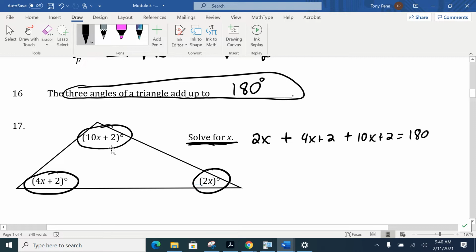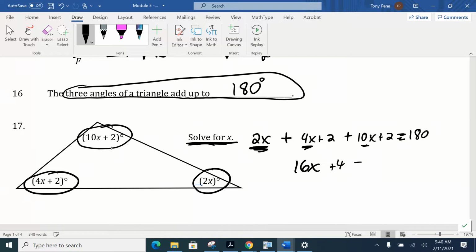I'm looking at the homeworks from the other night. There's a few of us who set these up right, and then we just have a little trouble solving these equations. So this is something we've got to be able to do in terms of the algebra. When they're on the same side of our equal sign, you're combining like terms. So the 2x, the 4x, and the 10x, when we add all of them, give us 16x. Then we have a positive 2 and a positive 2 together equals 4. Then that equals 180. Then from here, we're all pretty good. Subtract your 4 over.